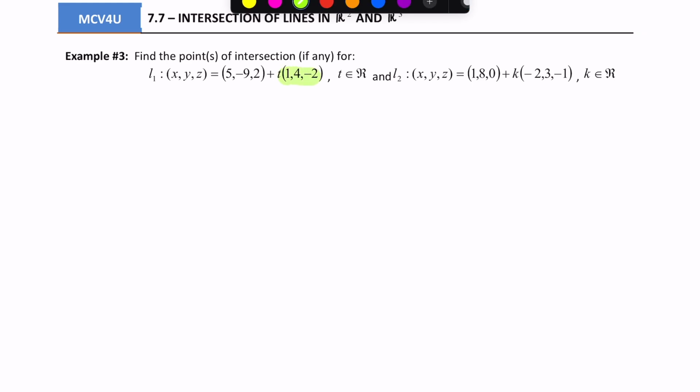Okay, and here what we notice is that the direction vectors 1, 4, -2 and -2, 3, and -1 are not collinear. So here we'll just write a note: direction vectors are not collinear.